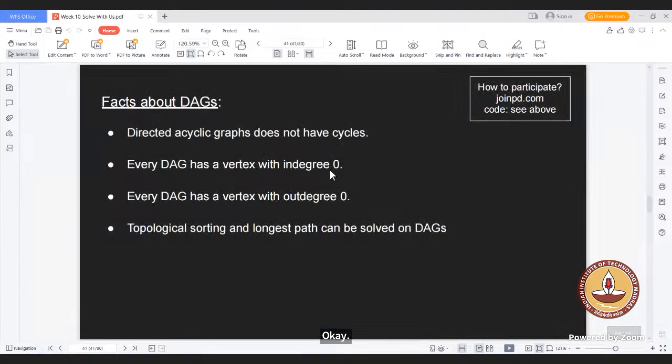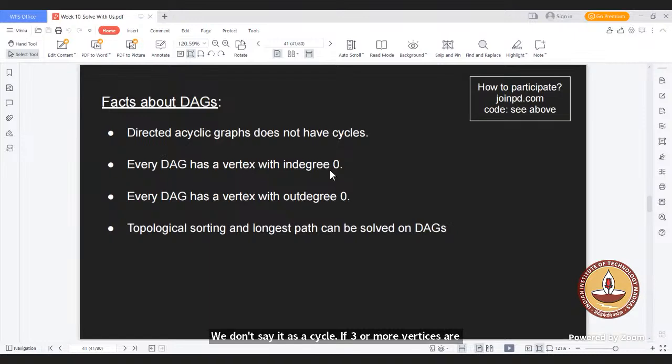So we are going to see what DAGs are, and some facts about DAGs. DAG is a directed acyclic graph. So they do not have any cycles. A cycle is three vertices which form a loop. We don't say two vertices connected with each other form a cycle. If 3 or more vertices are connected and they form a loop, we call it a cycle.